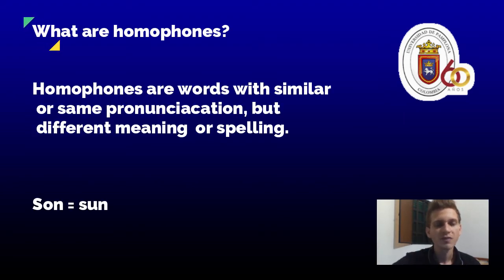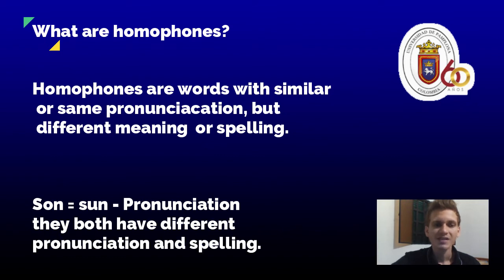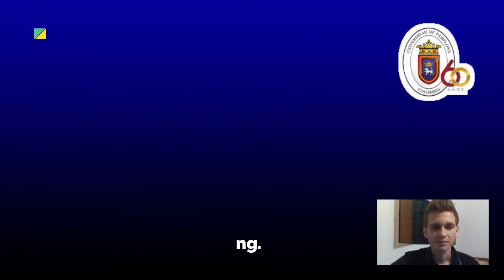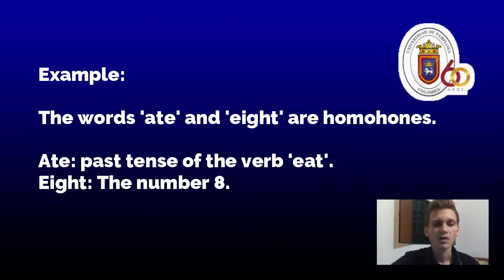A homophone is a word that is pronounced the same as another word but has a different meaning or spelling, or in some cases both. So for example, the words ate, the past of the verb eat, and the word eight, the number, are homophones.